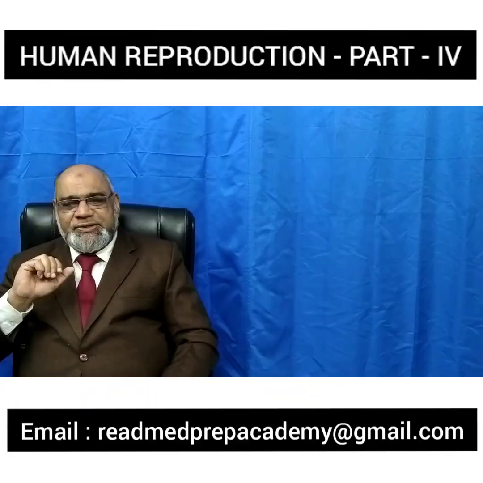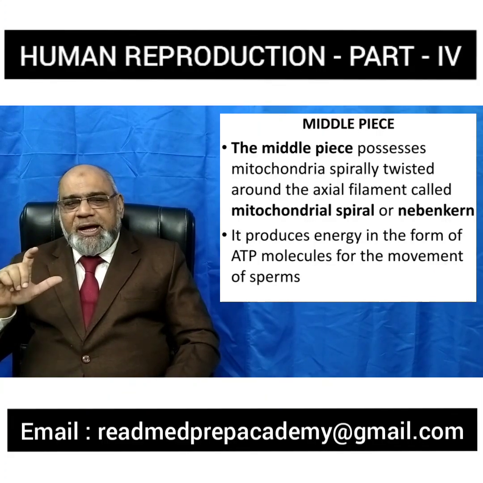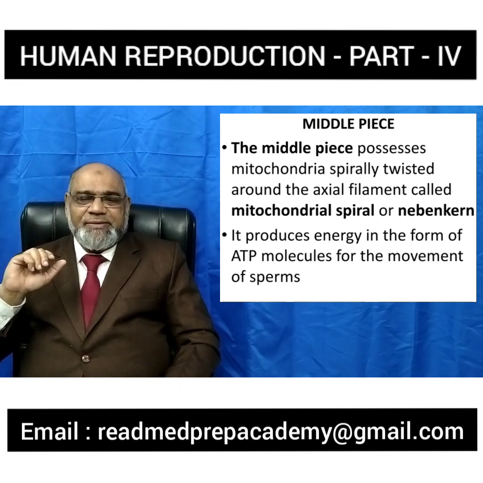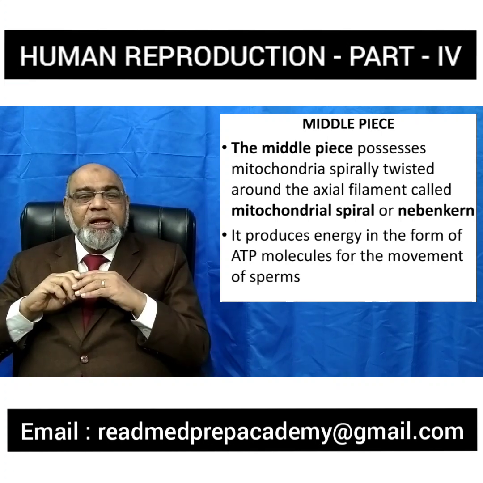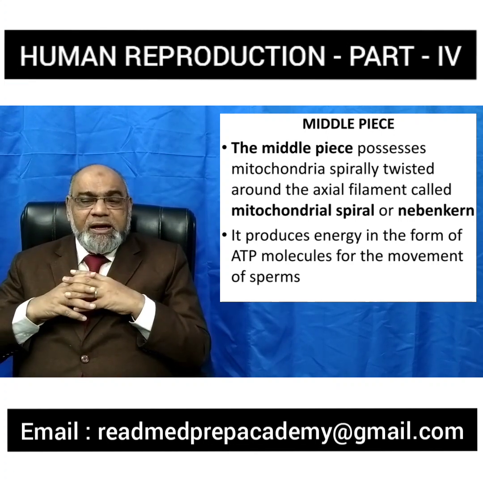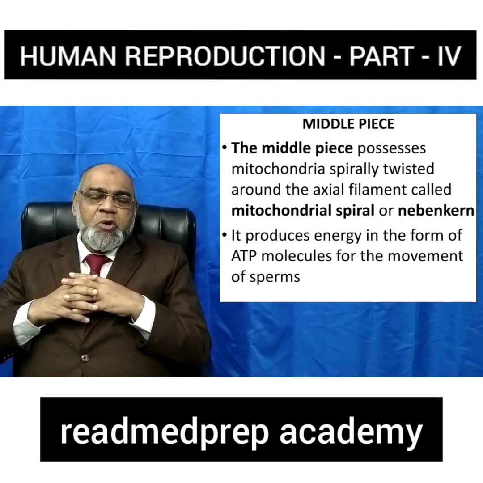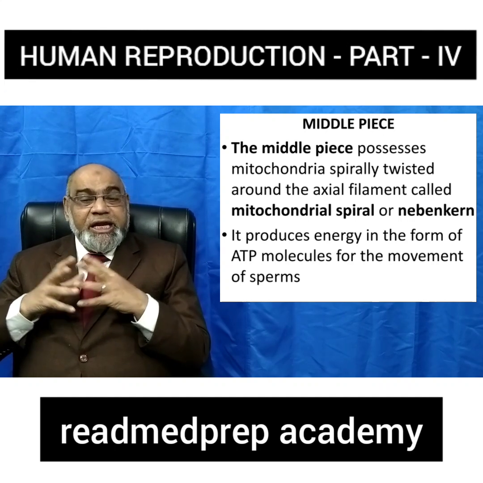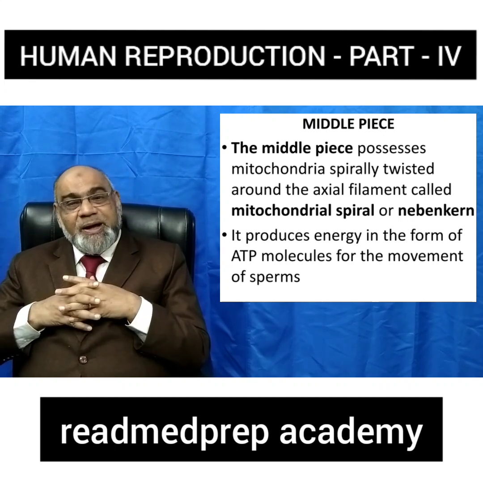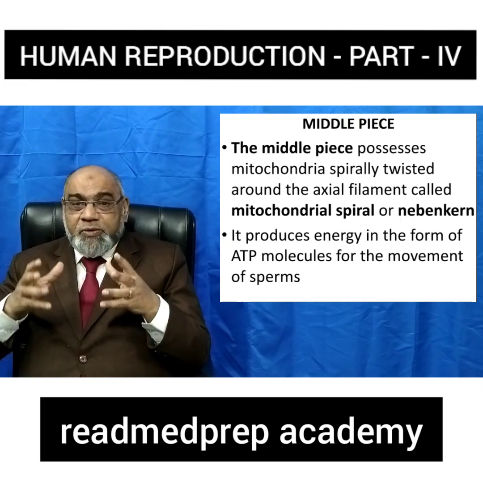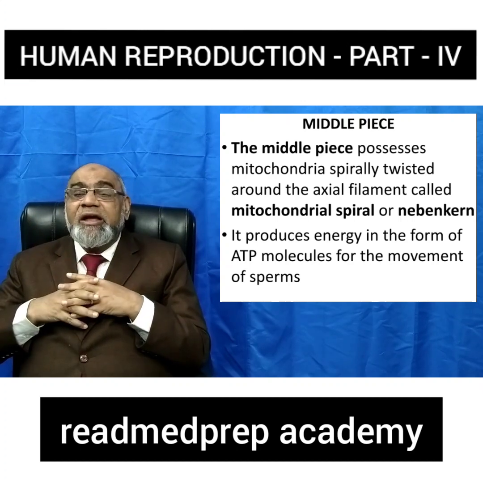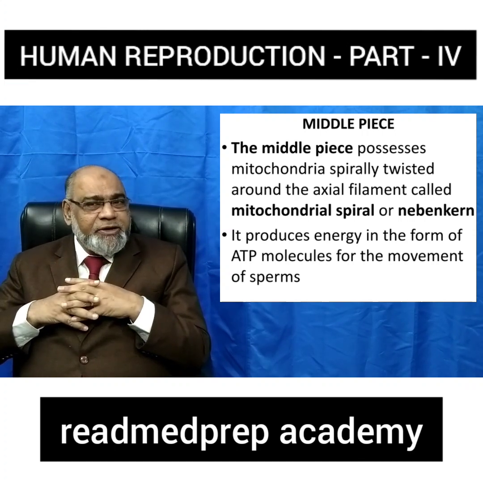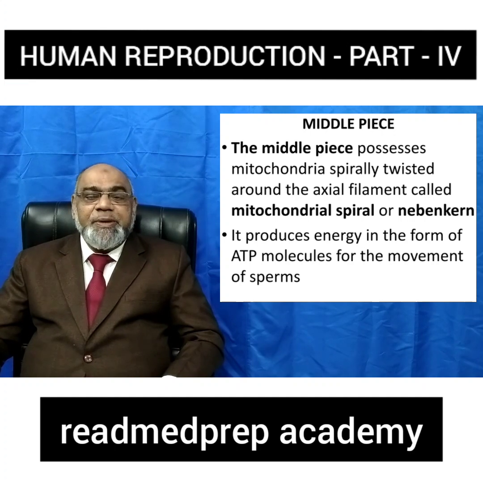Now coming to the middle piece. The middle piece of the sperm consists of a spirally coiled or twisted mitochondria around the axial filament. The mitochondrial spiral is otherwise called Nebenkern. What is the purpose of the middle piece? Since it contains mitochondria, it gives energy for the movement of the sperm, because energy is required for the movement of the sperm to reach the fallopian tube for fertilization. So what is the energy that is produced by the mitochondria? It is in the form of ATP molecules.